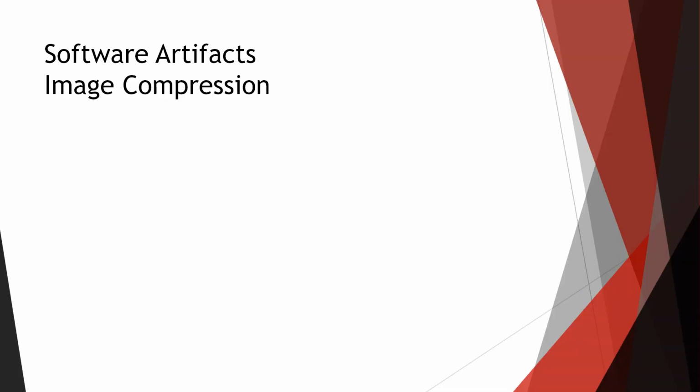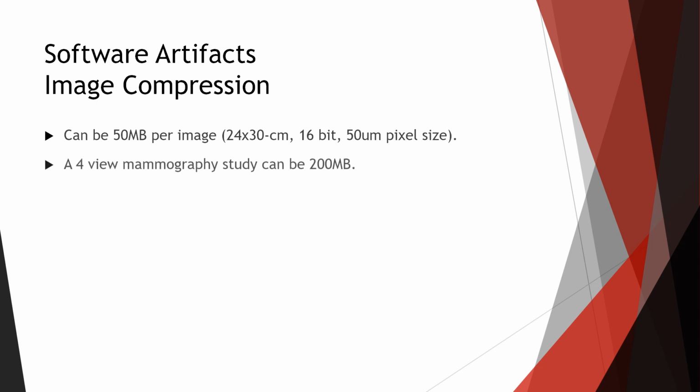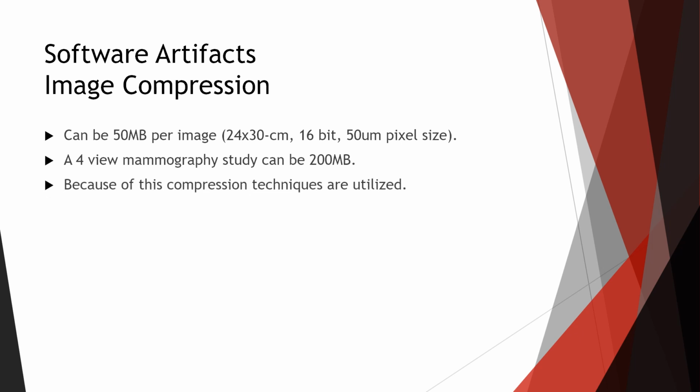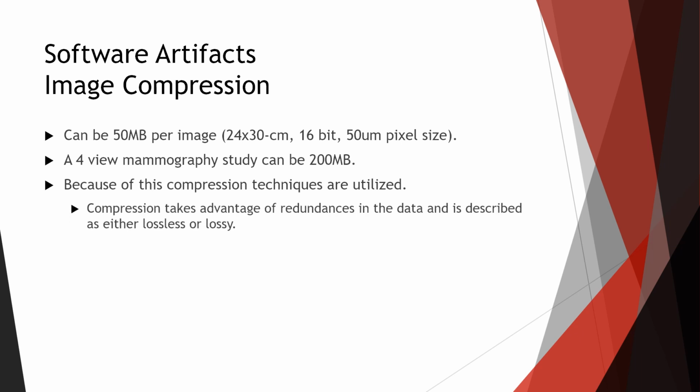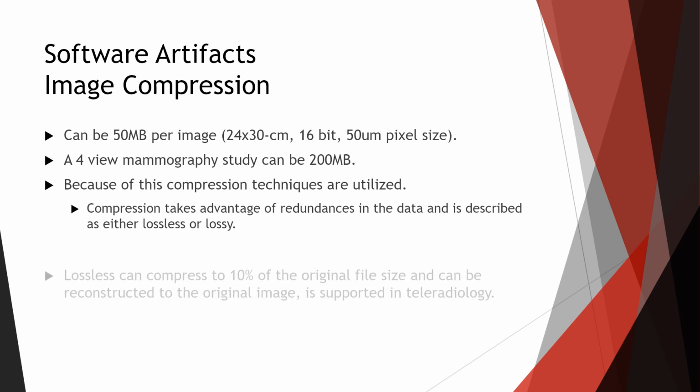Another way that there can be software artifacts is image compression. A radiographic image can be 50 megabytes per image. With these parameters, a 4-view mammography study might be 200 megabytes. Because of this, compression techniques are utilized. Compression takes advantage of redundancies in the data, and it's described as either lossless or lossy.